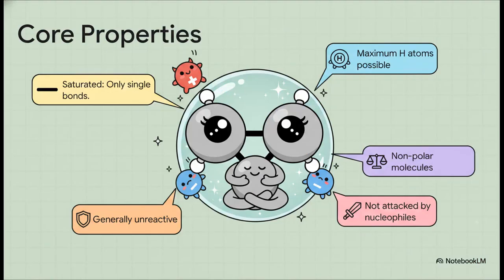Now what's so cool is how all these properties just click together. Because they're saturated with those strong single bonds, alkanes are super stable, which makes them pretty unreactive. And since carbon and hydrogen have a very similar pull on electrons, the molecules are nonpolar. Now here's the so what. With no real positive or negative hotspots, they're basically invisible to attacking molecules like electrophiles or nucleophiles. They just don't offer anything to grab onto.